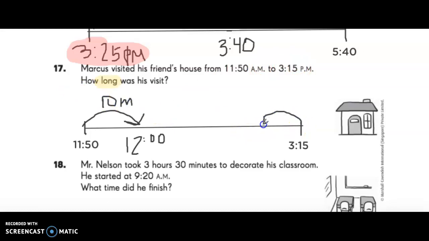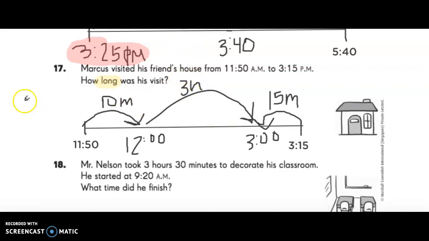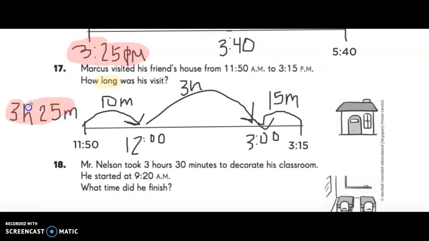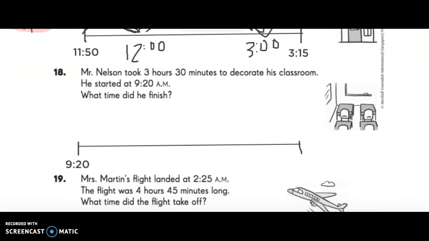And then we'll go to our end time and jump back to that previous solid hour, which is 3 o'clock. So this means this is a 15-minute jump. And then 12 to 3, so you want to count your hours. You're starting at 12. 1, 2, 3 is a 3-hour jump. And then we need to put it all together to get a final answer of 3 hours and 25 minutes. So here we go, final answer for number 17.